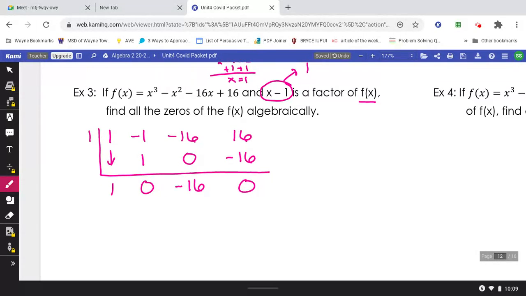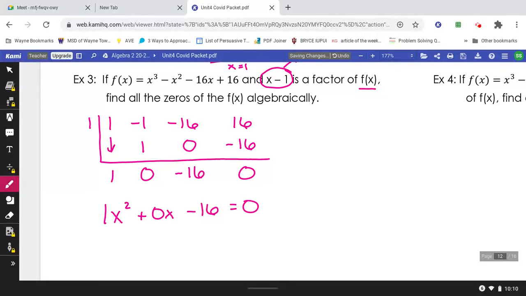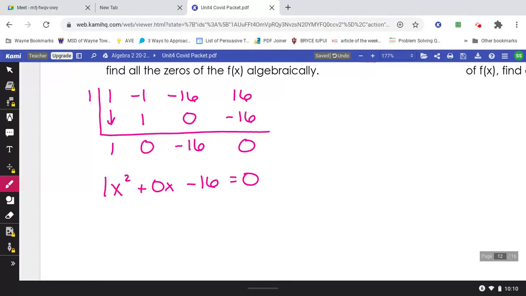Now I'll take it and write the depressed equation. 1x squared plus 0x minus 16 equals 0. Let's write this in a format that we're used to. We don't put the 1 out front, so I'll get rid of that. And also 0x doesn't mean anything. 0 is nothing, so let's get rid of that too. So what I really have is x squared minus 16.